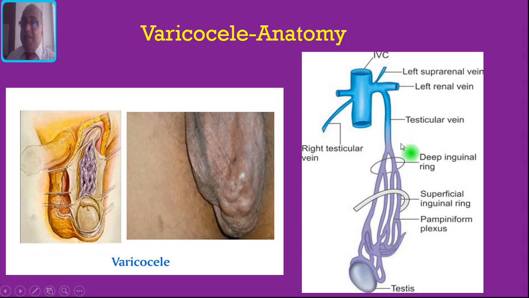On the left side, the left testicular vein will empty into the left renal vein, and this forms a right angle. It will end like a T here. Whereas the right testicular vein will end into the inferior vena cava obliquely.